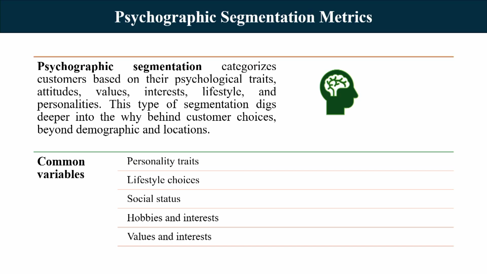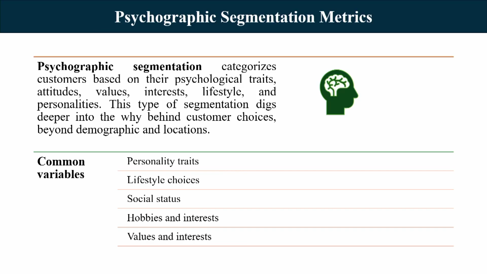Unlike demographic variables or behavioral variables, psychographics look into personal traits, lifestyle choices, social status, hobbies and interests, and values and beliefs. These variables actually help brands create targeted campaigns that resonate on a personal level. So, we will look into each of these variables one by one. First one is the personal trait.